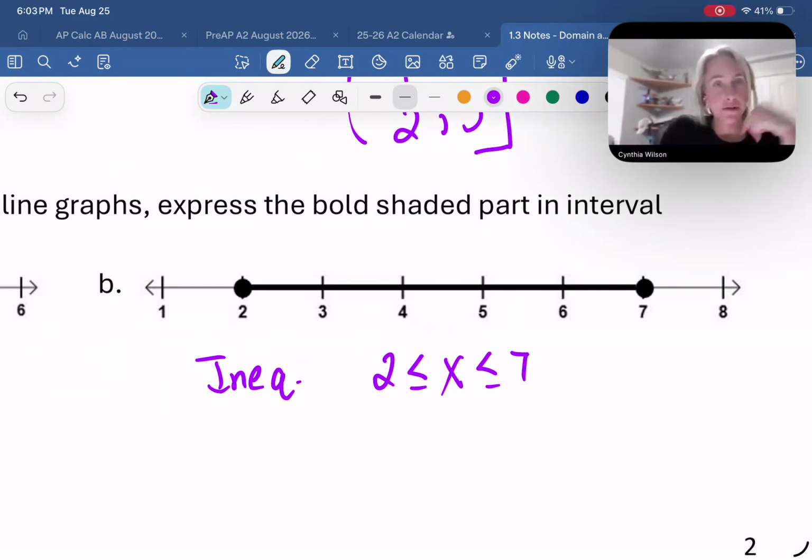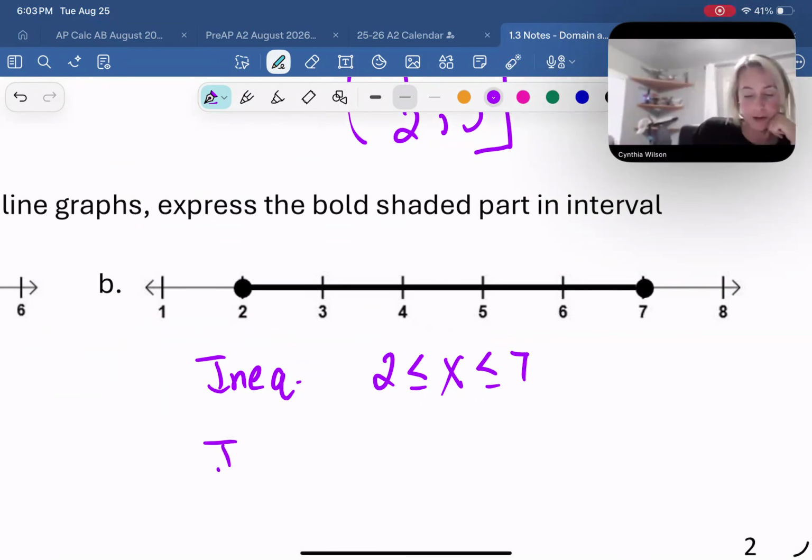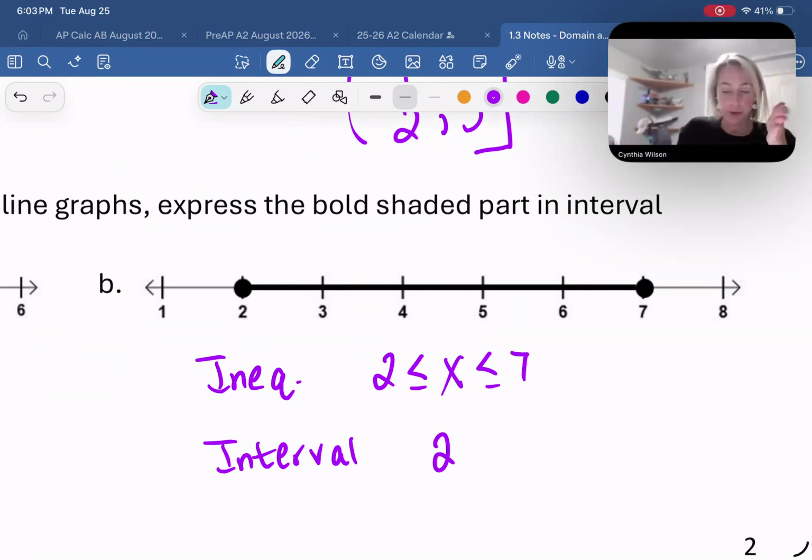Okay, these are inclusive. So for our interval notation, clear beginning at 2, clear ending at 7. I have closed dots. I had equals to. How do I show both of those things on an interval? What symbol do we use? Good. All brackets.